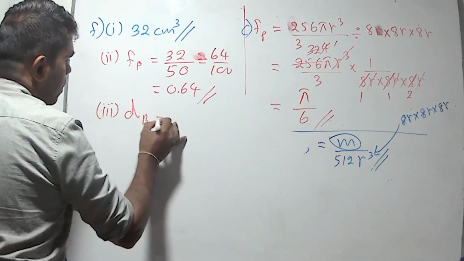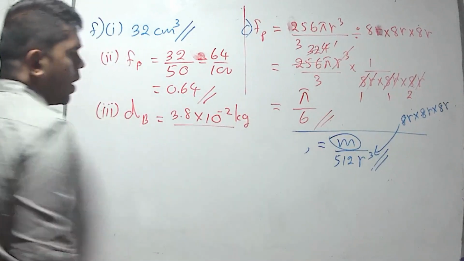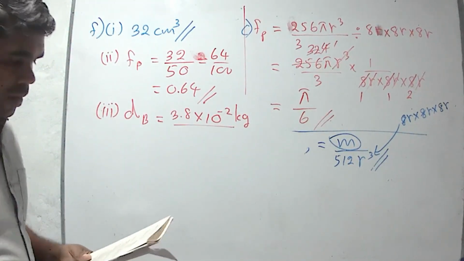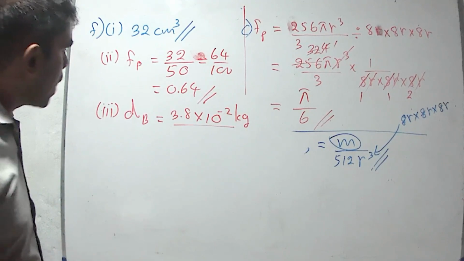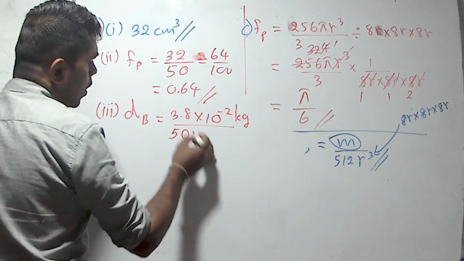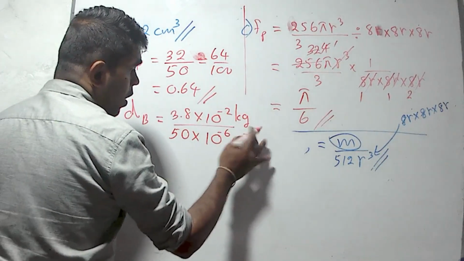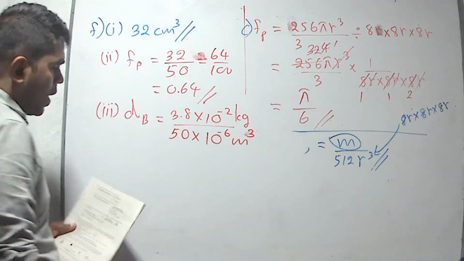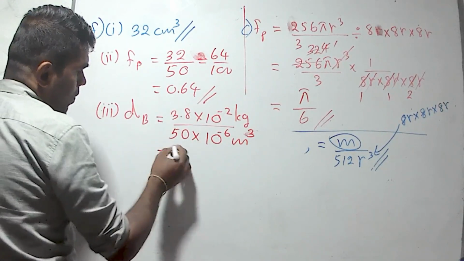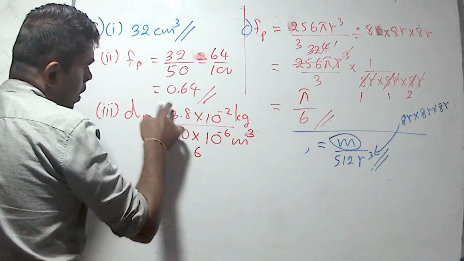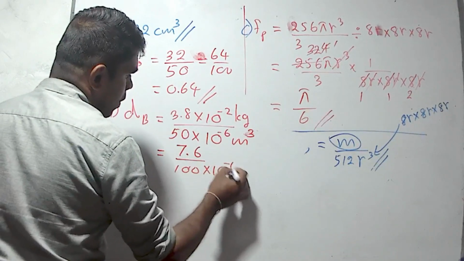Then bulk density is 3.8 into 10 to the power minus 2 kilograms, which is the mass of green gas, divided by the volume of the fully packed container, which is 50 cubic centimeters. We have to convert to cubic meters: 50 into 10 to the power minus 6 cubic meters. We can simplify it. Again, I will multiply both terms by 2. 8 into 2, 16, 1 remaining. 3 into 2, 6 plus 1, 7. 7.6 divided by 100 into 10 to the power minus 6.